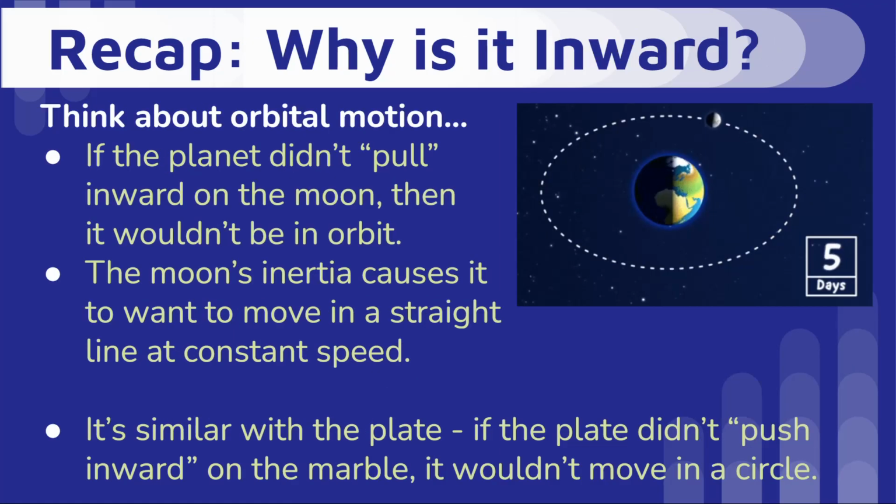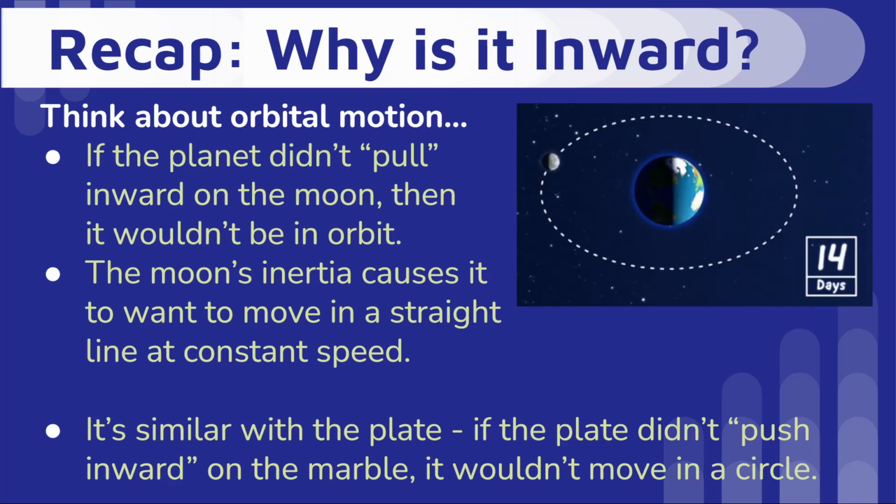All right, so why is it inward? Again, think about orbital motion. If the planet didn't pull inward on the moon, then it wouldn't be in orbit. The moon only stays in orbit around the Earth because of that constant pull inward from the Earth due to that gravitational attraction between the two. The moon's inertia causes it to want to move in a straight line at a constant speed. So at every given instant, it's got that tangential velocity, that linear velocity, and if that force wasn't there pulling it back, it would shoot off in a straight line until it interacted with some other type of force. But again, it's similar with the plate that we looked at yesterday, the plate and the marble.